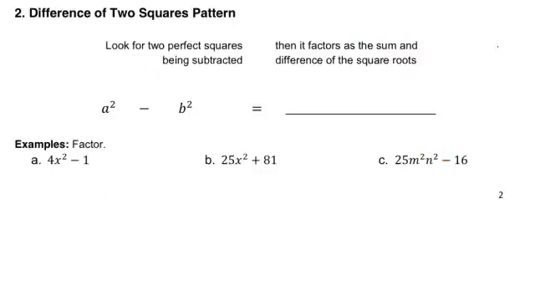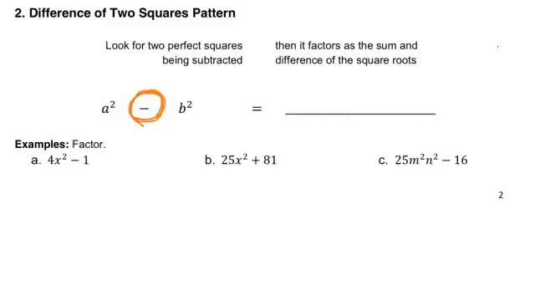So the next way of factoring is if you have a difference of two squares pattern. So you're looking for two perfect squares being subtracted. The key term here is that they are subtracted. If they're not subtracted, then it's not the difference of two squares, so you cannot factor with the pattern that I'm going to show you. Then it factors as the sum and difference of the square roots.